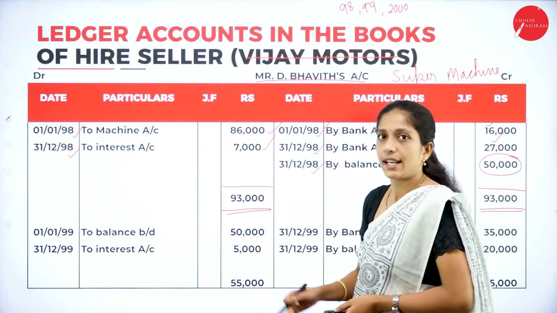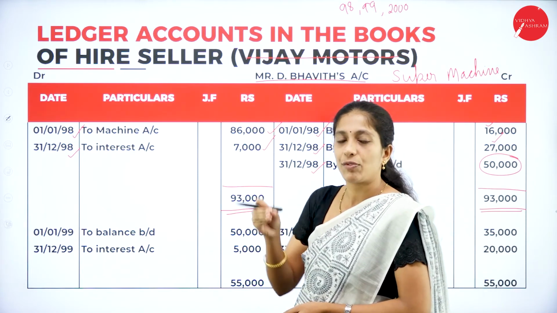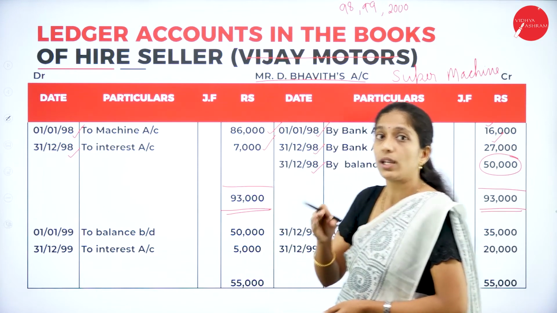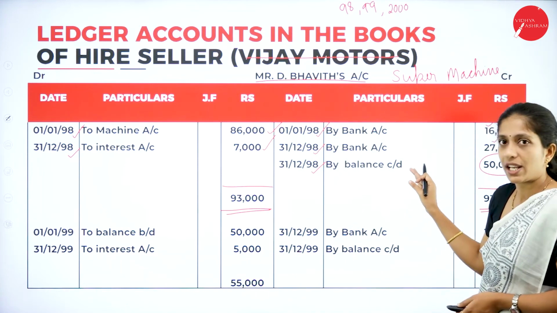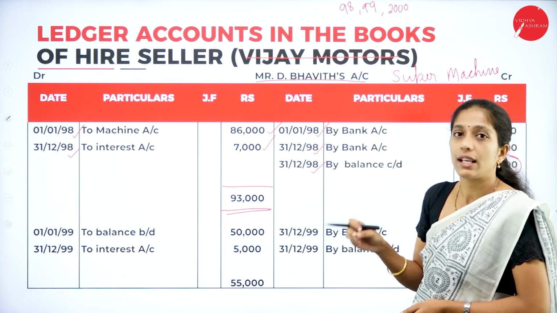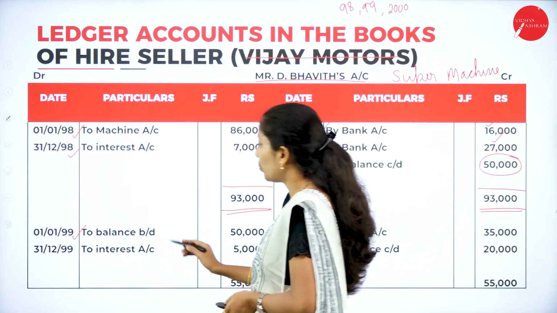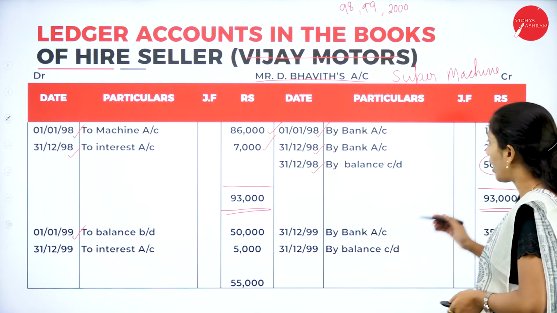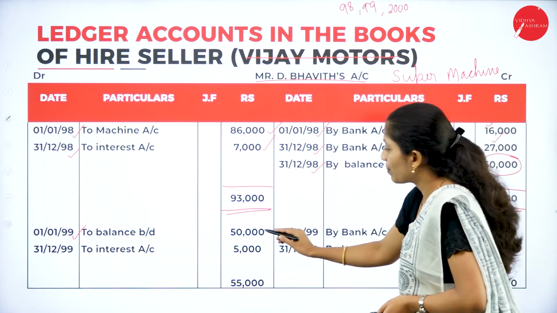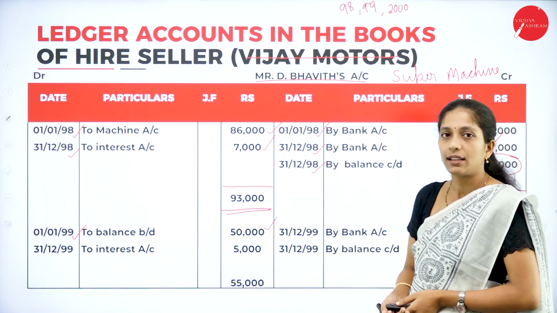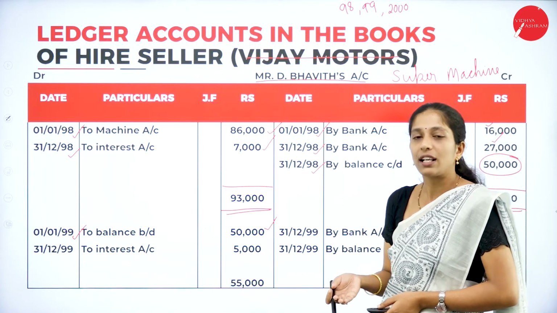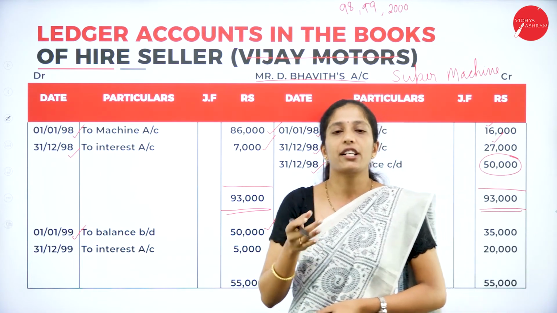Now come to the second year. At the beginning of the year, whatever amount you have carried down in the previous year, that is at the end of the year, has to be brought down at the beginning of the next year. To balance brought down. What amount did you carry down? 50,000. So bring down the balance, 50,000. Next, after the first year, what are the entries to be recorded?